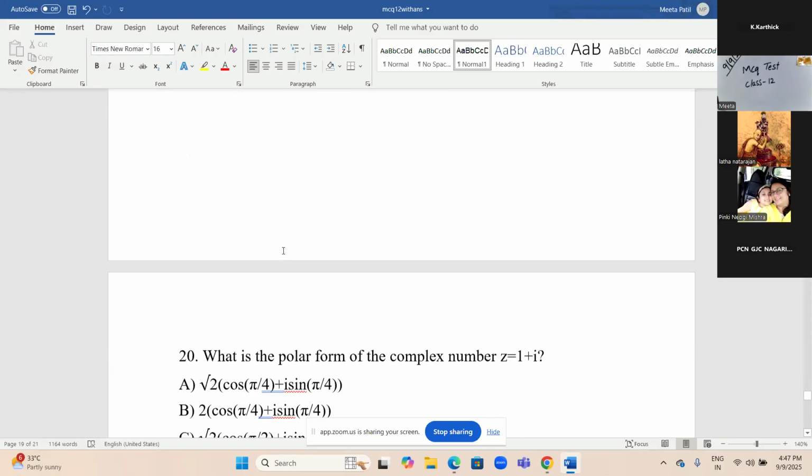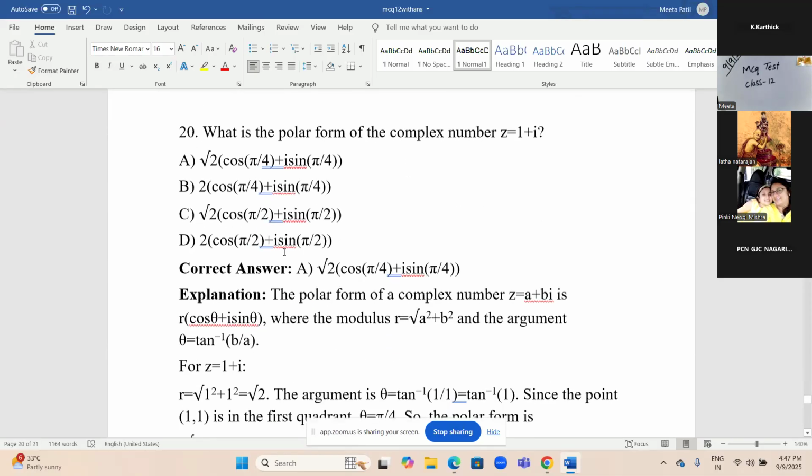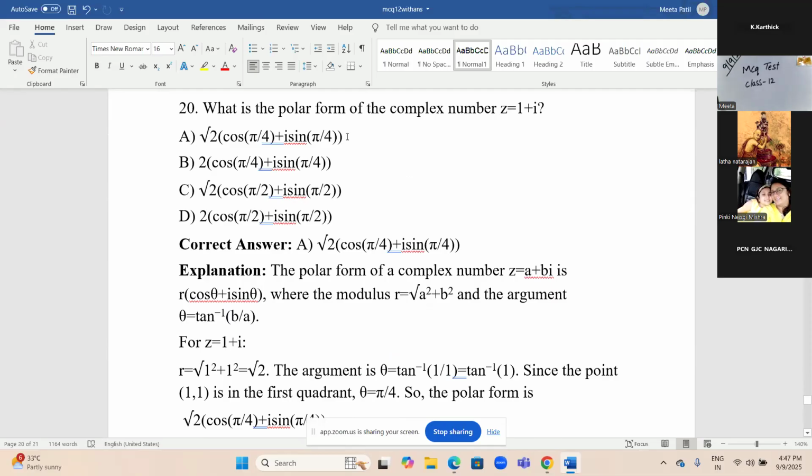Okay, so you have a last question now, that is: what is the polar form of the complex number z is equal to 1 plus i? Okay, so you are going to write the polar form of the complex number. How you are writing that one? z is equal to a plus bi, and that will be written as r (cos theta plus i sin theta). If you take out the modulus, r is equal to the under root of a square plus b square, and similarly theta value you will get as the tan inverse of b by a.